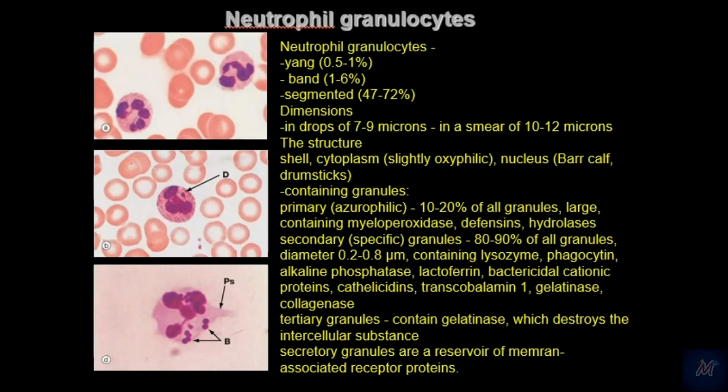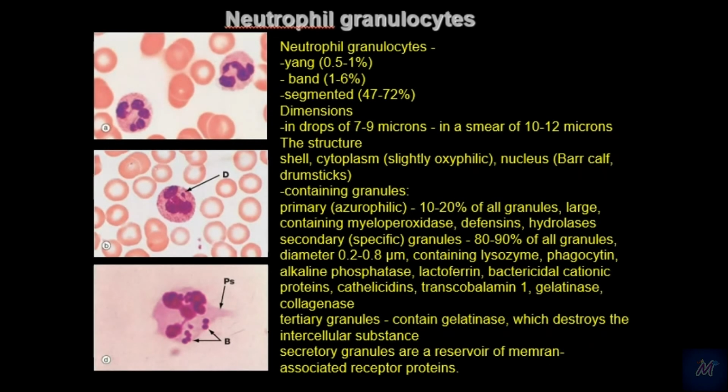Band cells have non-segmented, stick-shaped nuclei. And the last type, segmented, constitutes 47 to 72% and has segmented nuclei, like this. The condition of the nuclei tells about the level of maturation: young, band, and segmented. Young are the youngest, and segmented are mature neutrophils.